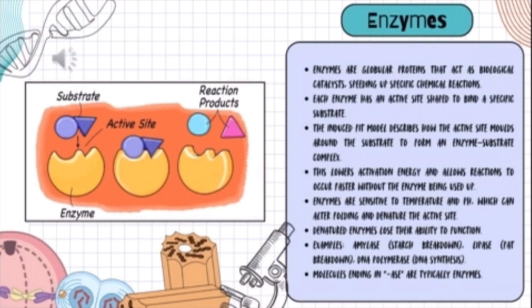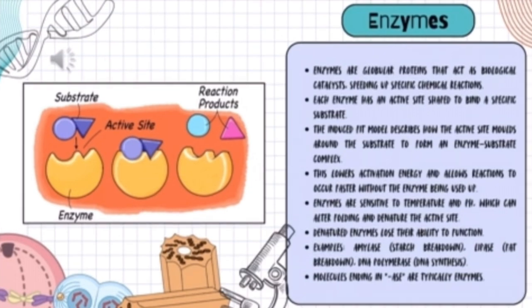Once denatured, the enzyme can no longer function. DNA polymerase builds DNA strands. Tip: if a biological molecule ends with -ase, it is usually an enzyme.